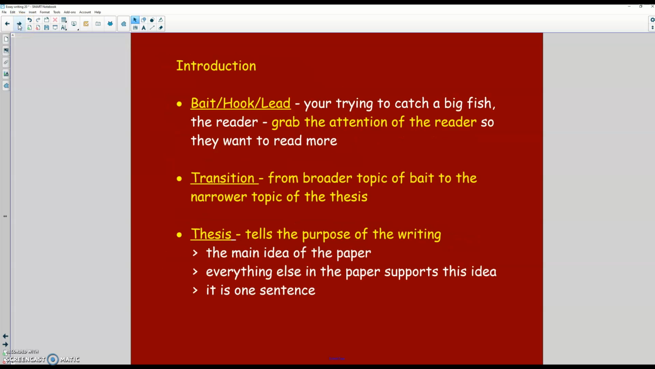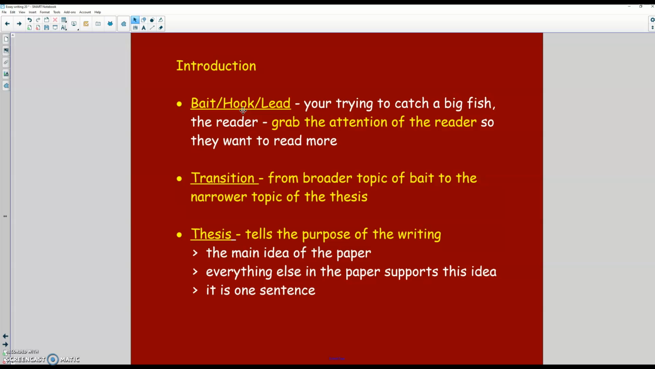So, the introduction. The introduction should be 3 sentences. The first would be called the bait, the hook, or the lead. It could be called any of those things, maybe something else even. The second sentence would be a transition sentence, and the third sentence would be your thesis. So in the bait and the hook, or lead, the first sentence, you're trying to catch a big fish, think of it that way. Trying to catch a big fish, the reader. You want to grab the attention of the reader, so they'll want to read more.